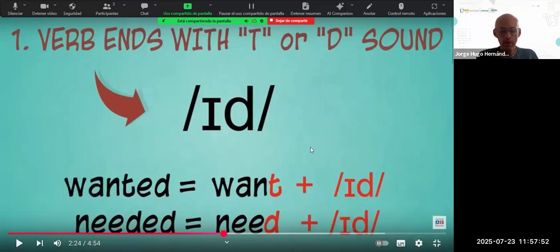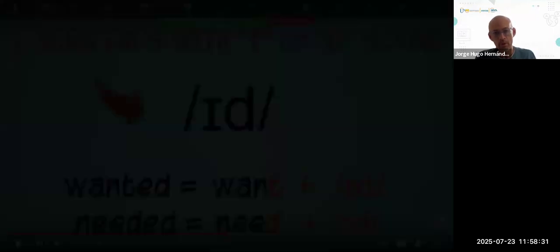Okay, let's see. So we have three different kinds of pronunciation of the verbs in past, no? The T, D, and id, no? For example, here, wanted, needed. Okay? But we have to study when we pronounce like a T, like a D, or like id, no? It's different. But remember, you can study that later. But remember that you don't pronounce the same. You don't pronounce the verb in present and in past the same, no? It's different. So we are going to stop here, and that's all for today, guys.